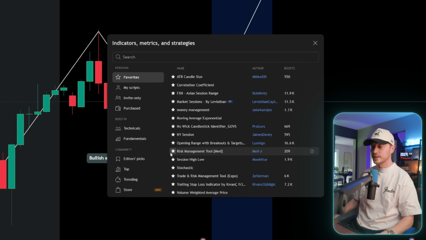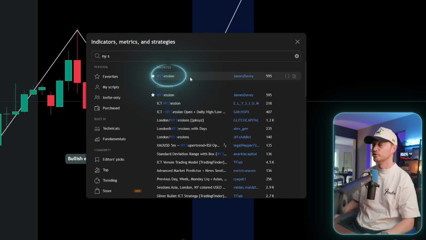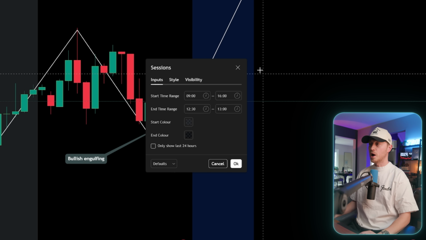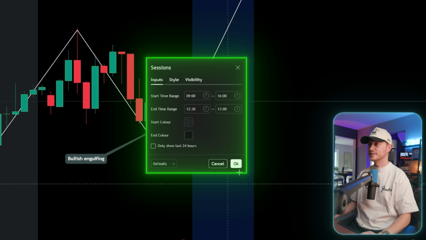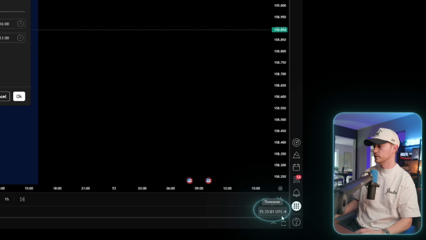For the sessions indicator, I'm using New York Session by James Davey. You can get that in your indicators in TradingView, and you could pause the video right here and copy these settings and just make sure you have UTC -4 here in the bottom right.